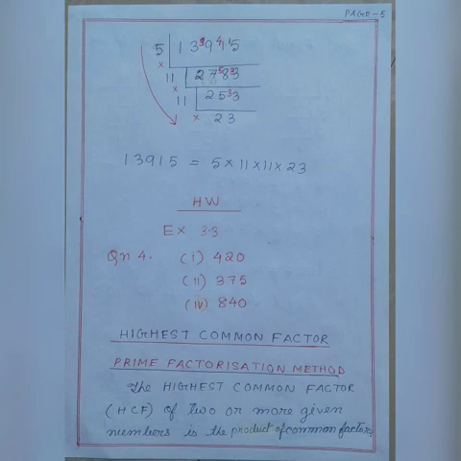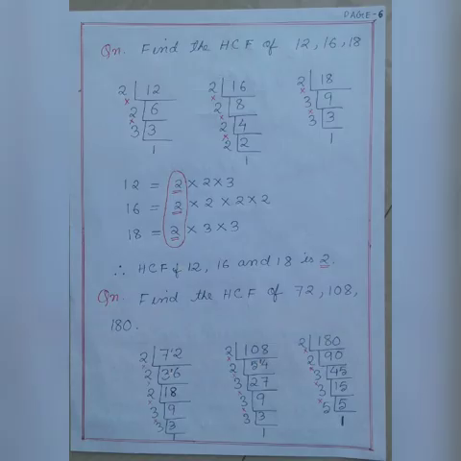The highest common factor is the product of the common factors of the given numbers. So there are some methods to find the highest common factor. First method is prime factorization method. Now let us discuss some questions. Find the HCF of 12, 16 and 18.